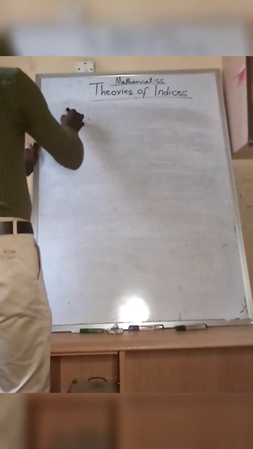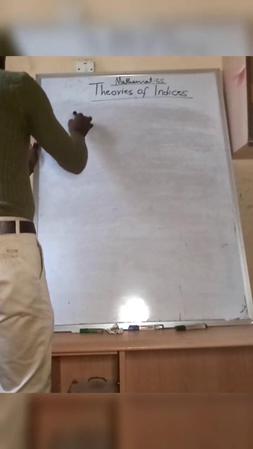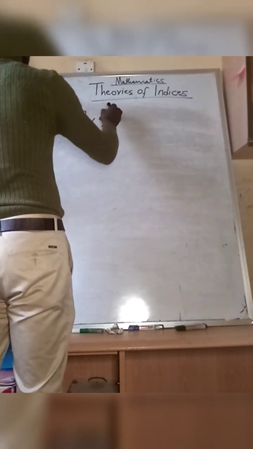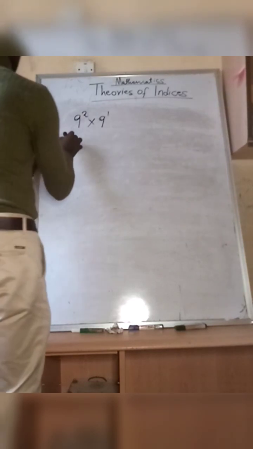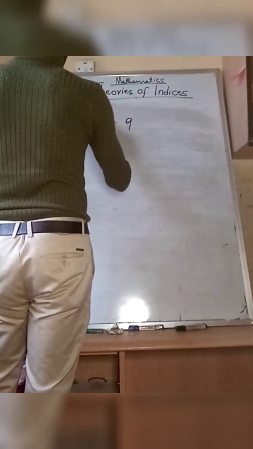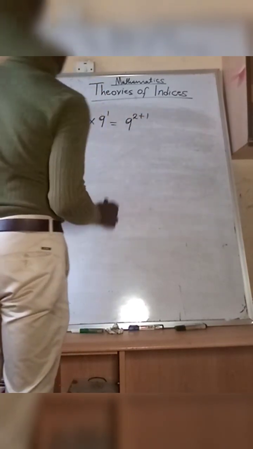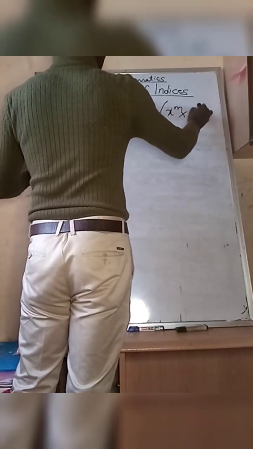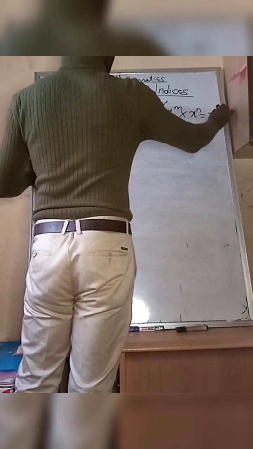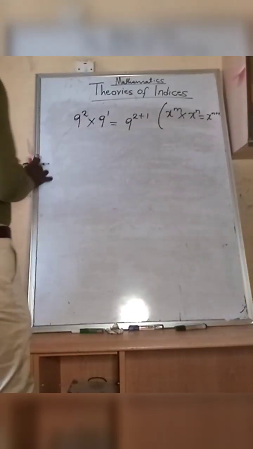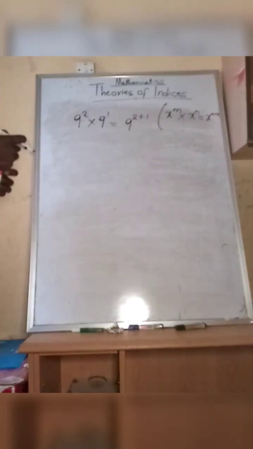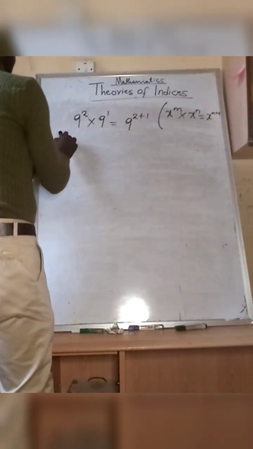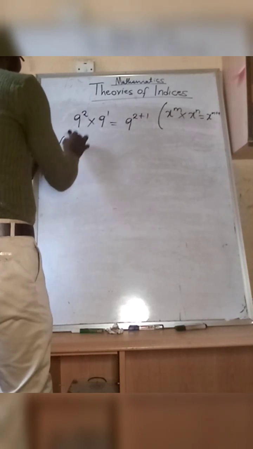So we have another one. Suppose we have 9 raised to the power 2 times 9 raised to the power 1, equals 9 raised to the power 2 plus 1 by reason of our initial law: x raised to the power m times x raised to the power n is equal to x raised to the power m plus n. Suppose we understand that both the bases could still be expressed in powers of a smaller number, as is obtainable here. 9 itself is 3 raised to the power 2.